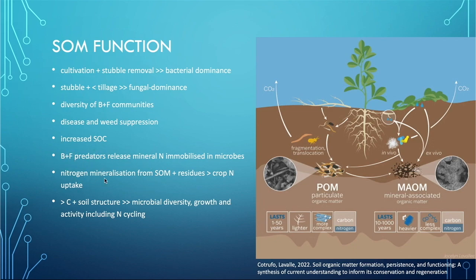So nitrogen mineralization from soil organic matter and residues increases crop nitrogen uptake, and this mineralization occurs through these predators. And increased carbon and soil structure leads to microbial diversity, growth, and activity, including nitrogen cycling. So I've introduced it through a sort of back way, but just to show you that we can't disturb that ecosystem if we want to gain all these benefits.